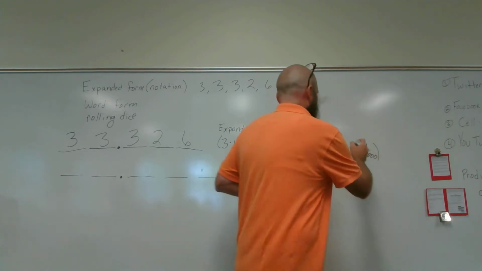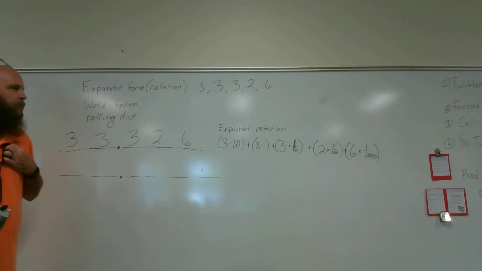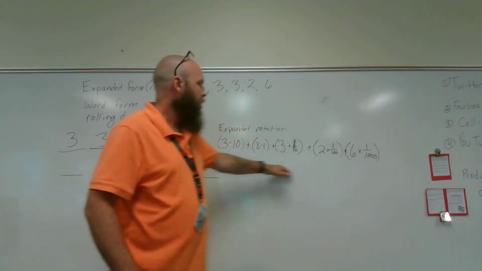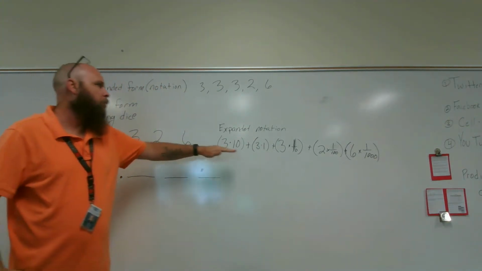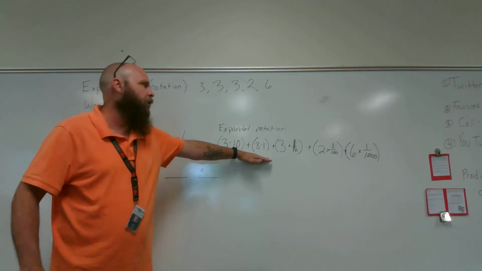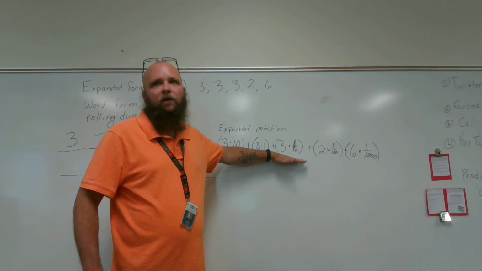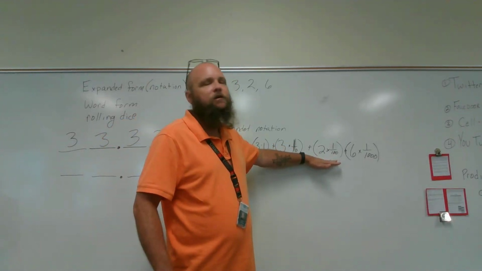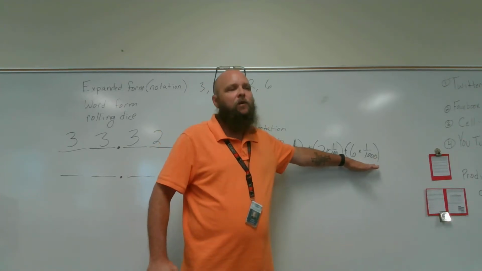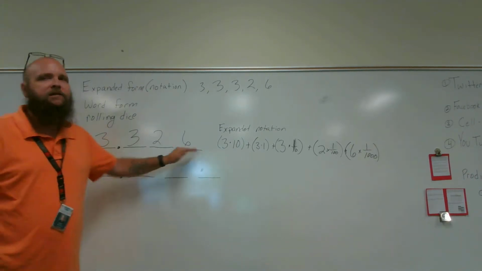Hopefully you're watching because you're going to have to do this. So hopefully those of you playing will stop. Okay, so that would be our expanded notation for this number. If I worked it out, if I multiplied 3 times 10 and get 30, add it to 3 times 1, which is 3, that'd be 33. Add 3 times 1/10, which would be 3/10. Add 2 times 1/100, that would be 2/100. Add 6 times 1/1,000, it would be 6/1,000ths. And that would add up to the exact same thing.